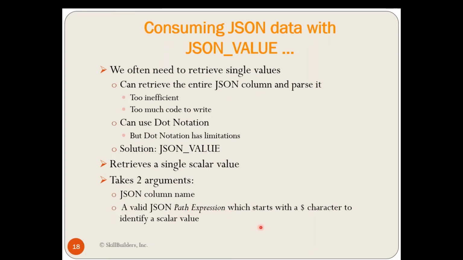The path expression is a character string that starts with a $ and uses pretty much dot notation to drill down to get the scalar you want. But this dot notation works a lot better than the pure dot notation because it's in a JSON_VALUE function and Oracle controls what it does.